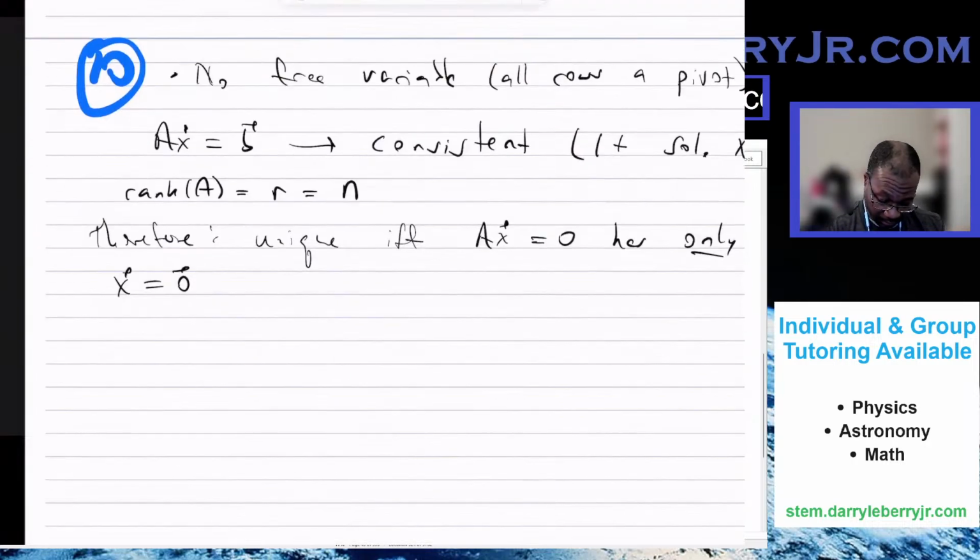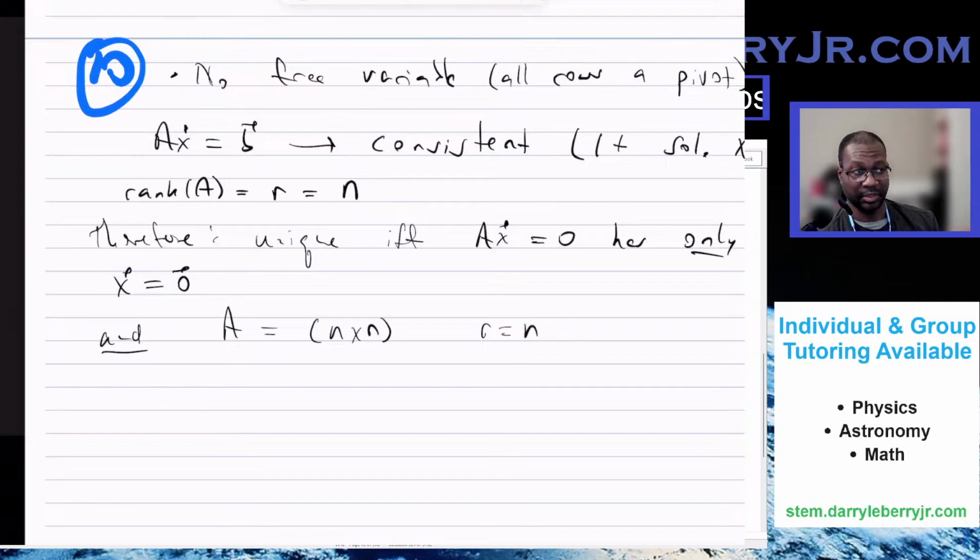And AX, A is an n by n matrix with rank equals n. Every row has a pivot; the number of pivots equals the number of columns. It's a square matrix, non-singular. I have to remind myself what non-singular means. So we need the book after all.